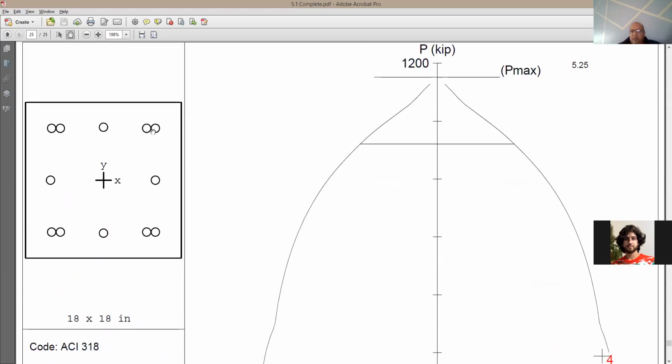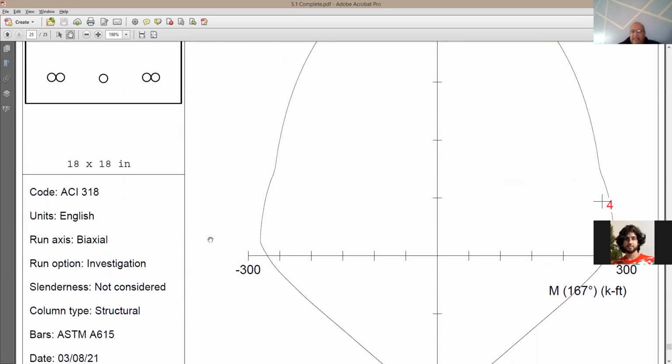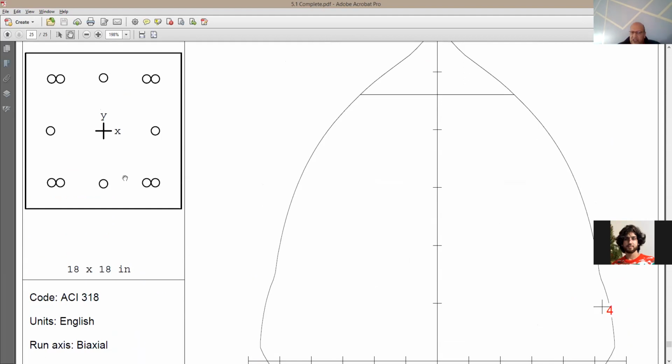And it shows here also the number of bars. We have here 12 bars, and you see the way they're laid out. The reason we call it biaxial here is because you can have moment in the X direction and moment in the Y direction. For our business, it's going to be only moment about the X direction, so you don't have to worry about this.